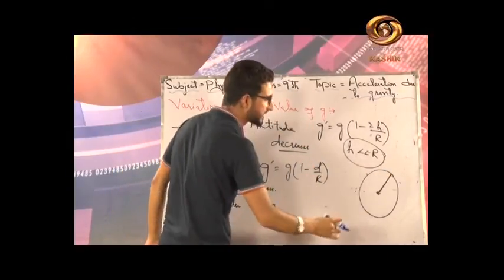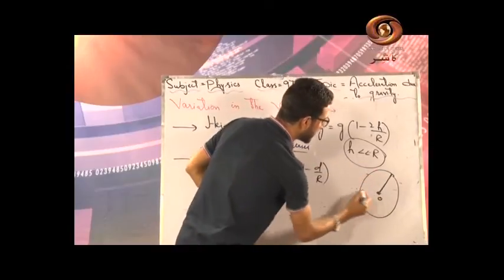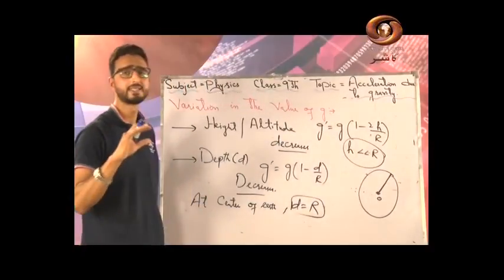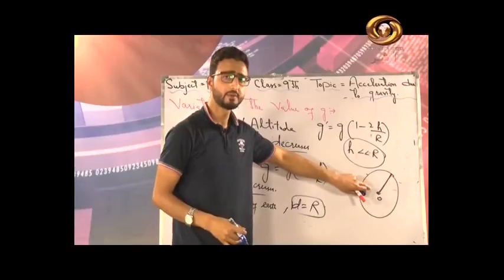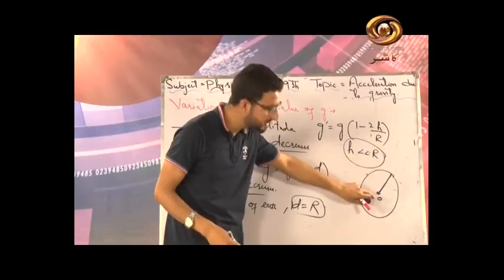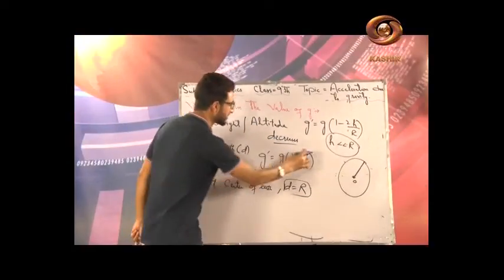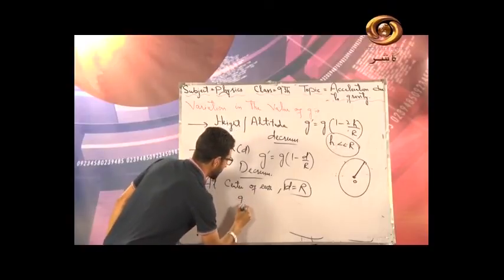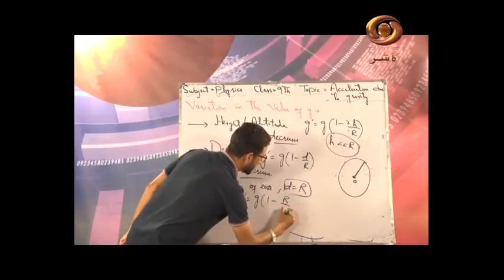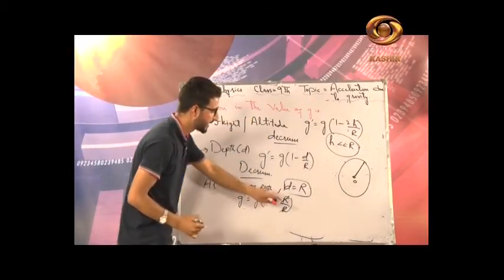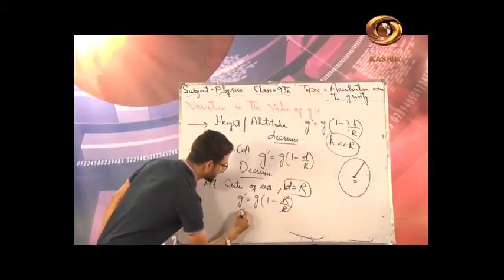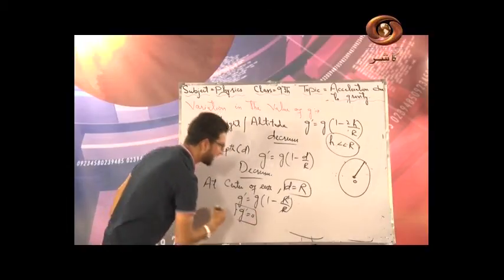You are getting my point or not? Deep below the surface of the Earth, at the center of the Earth, this depth will be equal to the radius of the Earth. You understand, right? When we go deep into the Earth and reach the center, this depth is basically equal to the radius of the Earth. So I can write it here: g prime is equal to g into 1 minus d, instead of d what will I write, R divided by R, and R will cancel. Here 1 remains, so 1 minus 1 is equal to 0, 0 into something is 0, so g prime is equal to 0.